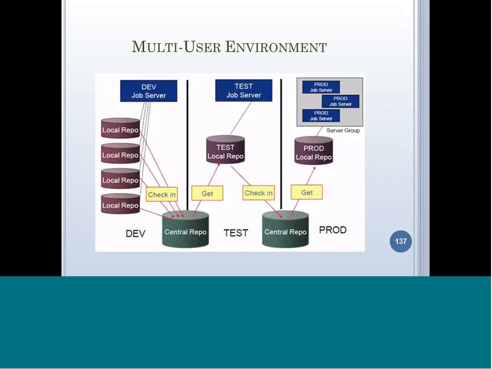The multi-user environment is something like that. If you have 4 or 5 developers in your project, you need to have 4 or 5 local repositories, because each developer wants to perform his or her respective activities in the local repository itself. Once the local repository is up and active, you can say that the development process is going on.